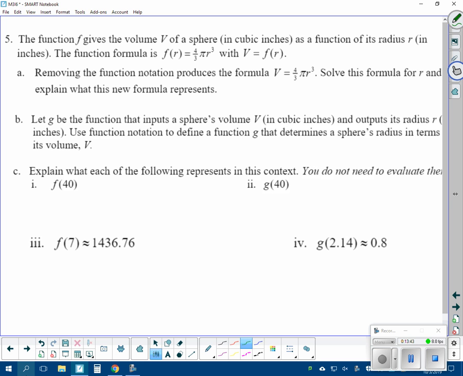All right, number 5. The function f gives the volume v of a sphere in cubic inches as a function of its radius r in inches. The function formula is f of r equals 4/3 pi r cubed, with v equals f of r. Side note, anybody know that formula, volume of a sphere, off the top of their head? No.